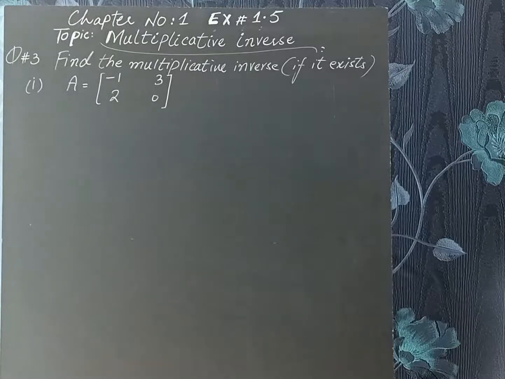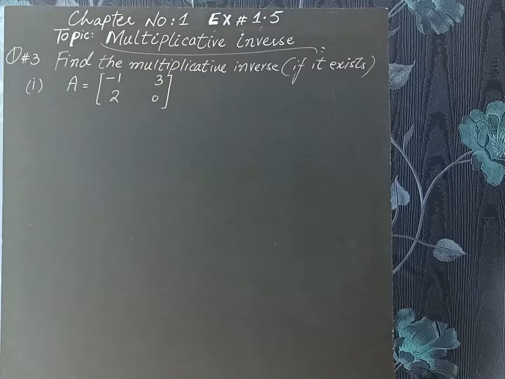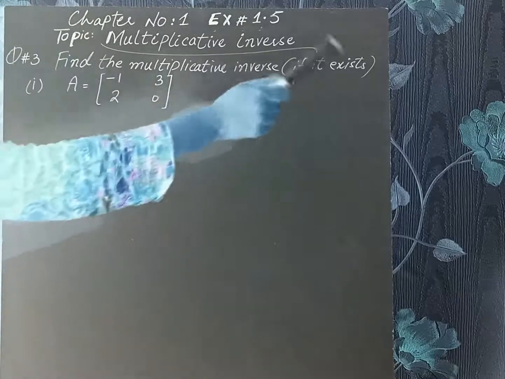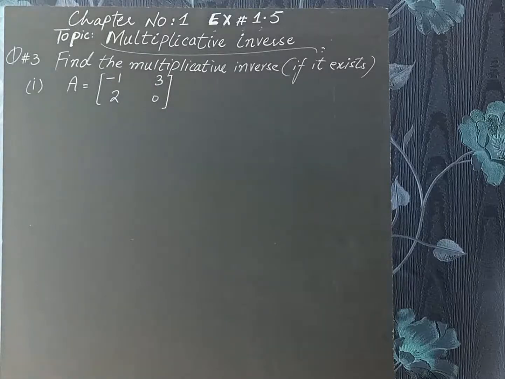Okay guys, let's start today question number 3 of exercise 1.5, that is about the multiplicative inverse of the matrix, but if it exists. So what is the meaning of this, if it exists? In the question is written, find the multiplicative inverse if it exists. If it exists means we cannot find the multiplicative inverse of all the matrices in the universe. We can find the multiplicative inverse of the matrices which are non-singular matrices. So first we will have to check whether the multiplicative inverse of the given matrix exists or not.